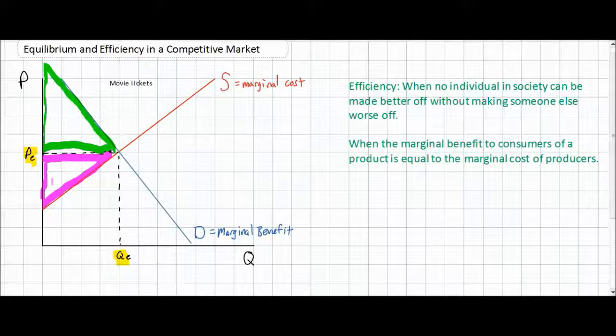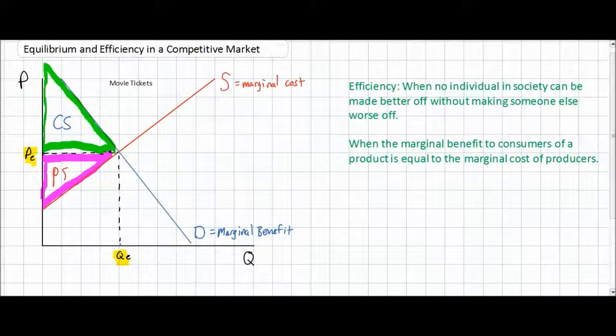To illustrate this, we'll look at what happens to total welfare, or the community surplus, the sum of consumer surplus and producer surplus, at any price other than PE and QE. And we'll see pretty quickly that as the price changes, some individuals may be made better off, i.e. producers or consumers, but only at the expense of other individuals being made worse off, either producers or consumers.